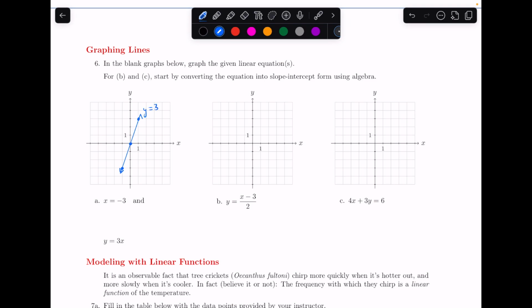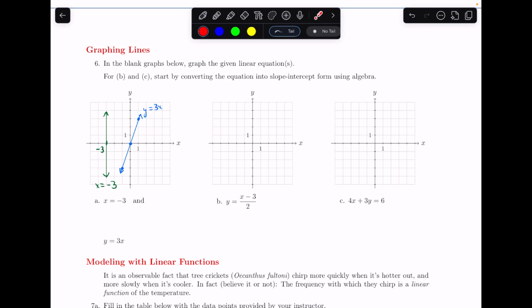And then x equals -3. That looks a little weird because there's no y's in that equation at all. What that means is every single point on this line has x coordinate -3. So I know x is -3, that's over here. What does a line look like if every single point on it has x coordinate -3? Well, it's just going to be a vertical line. Every single point on that vertical line has x value -3. So that is x equals -3.